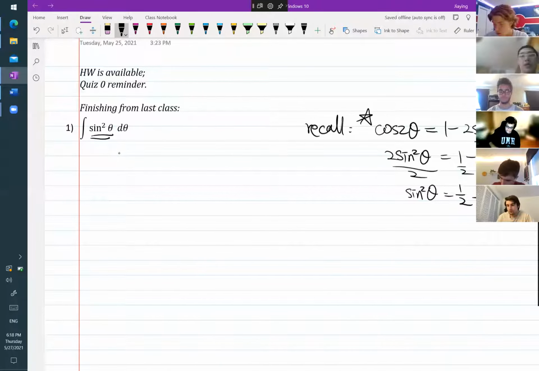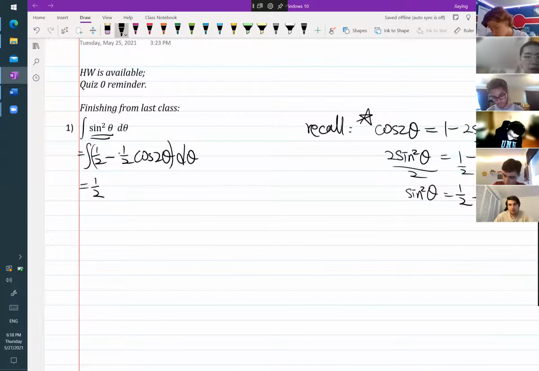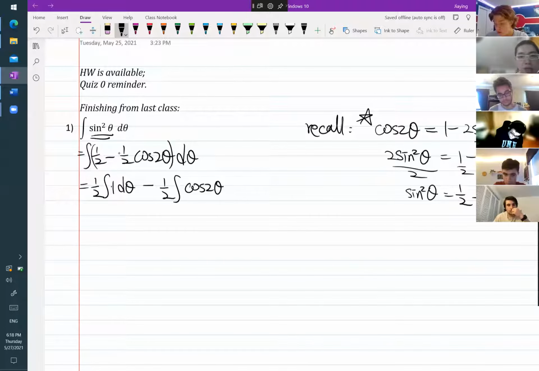That's going to help you. So I'm going to put in there. So this integral becomes integrating 1/2 minus 1/2 cosine 2 theta d theta. And from here, I'm just going to separate the integrals. It becomes 1/2 integral of just 1, because if we're integrating 1/2, we bring the half to the front, d theta, minus 1/2 integral cosine 2 theta d theta.